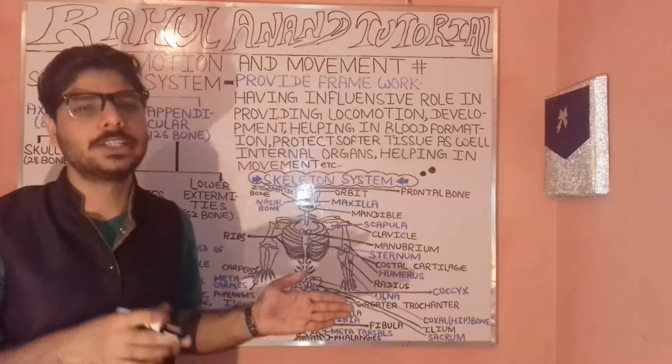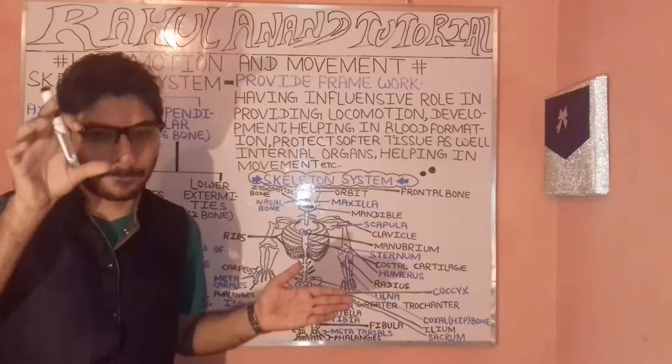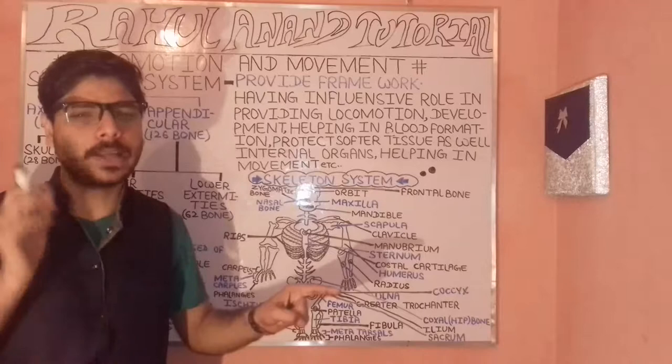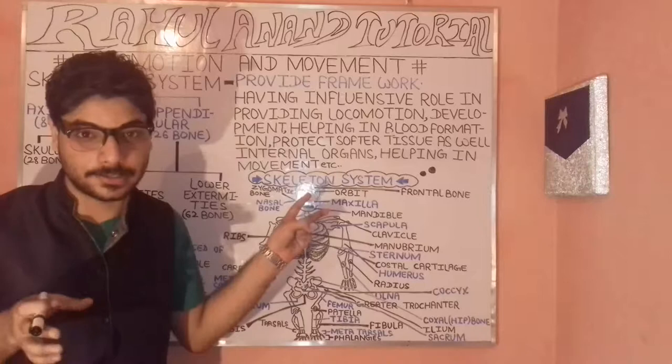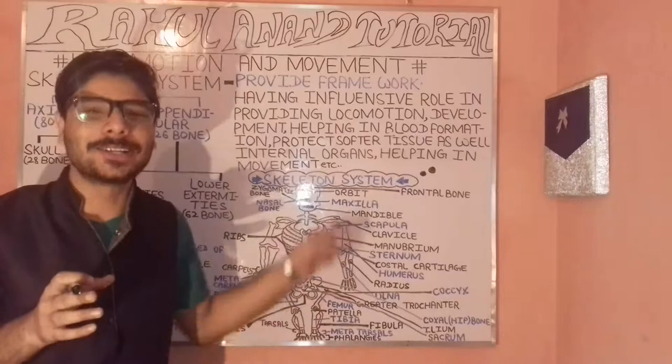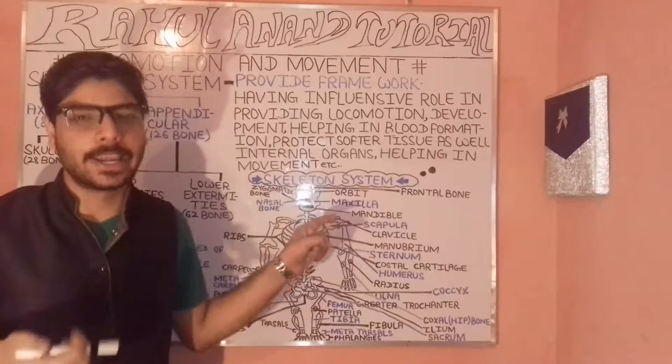Literally, when we talk about plants, these are unable to perform locomotion. So that is the basic difference. But when we talk about the skeletal system, it helps in blood formation as well as providing the role of locomotion and movement.